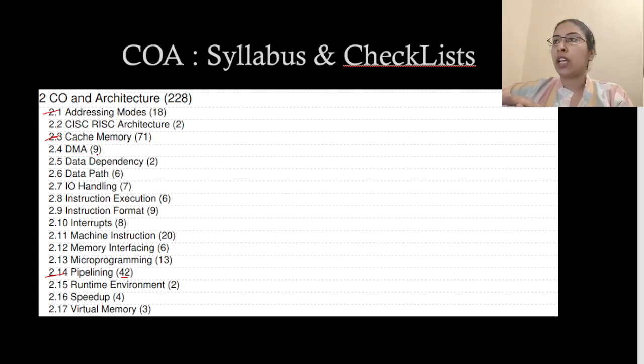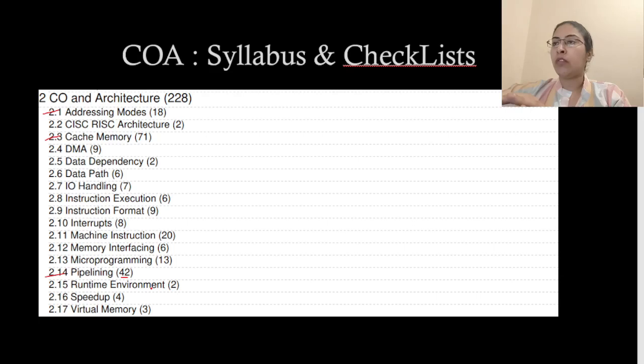From DMA, there are 9 questions. From data dependency, 2 questions. From data path, 6 questions. From IO handling, 7 questions. From instruction execution, 6 questions. From instruction format, 9 questions. From interrupts, 8 questions. Machine instructions, 20 questions. Memory interfacing, 6 questions. Microprogramming, 13 questions. From pipelining, there are 42 questions.